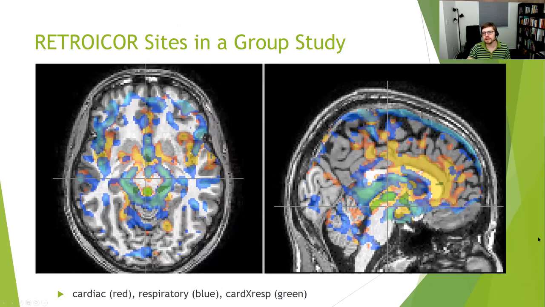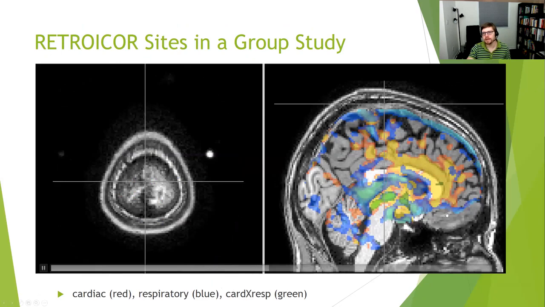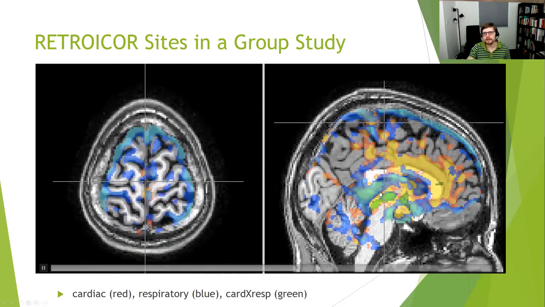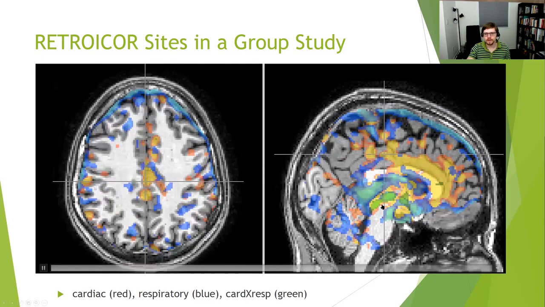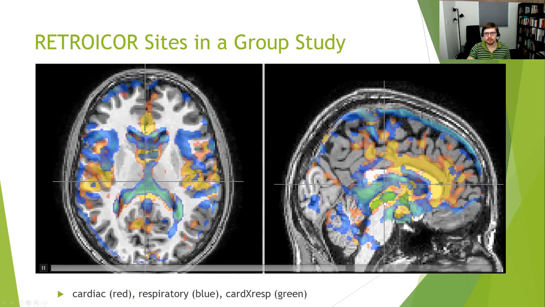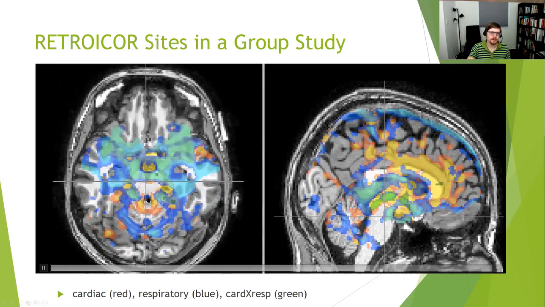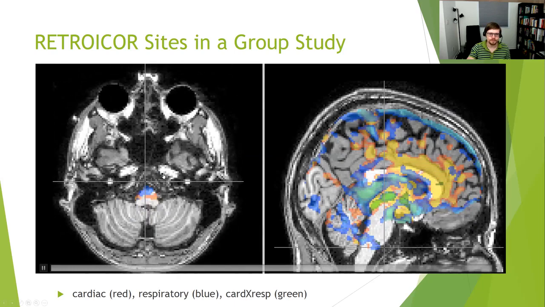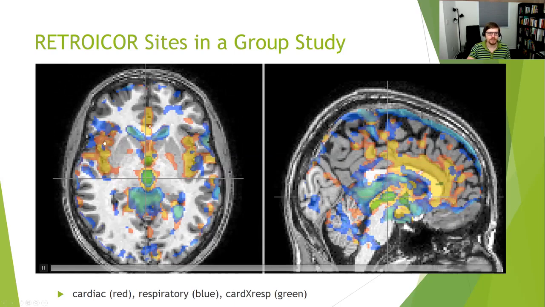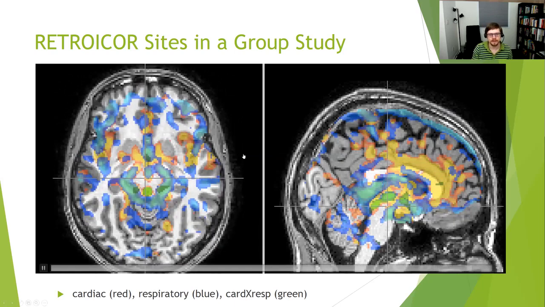You see basically that the respiratory components explain a lot of noise at the edges of the brain, whereas the cardiac is more localized here in the ACC and a lot of brainstem areas. The interaction is also in the brainstem, in the aqueduct, the cerebral aqueduct, and here also around the brainstem. You can also see, for example, here in the insula, cardiac effects of RETROICOR.